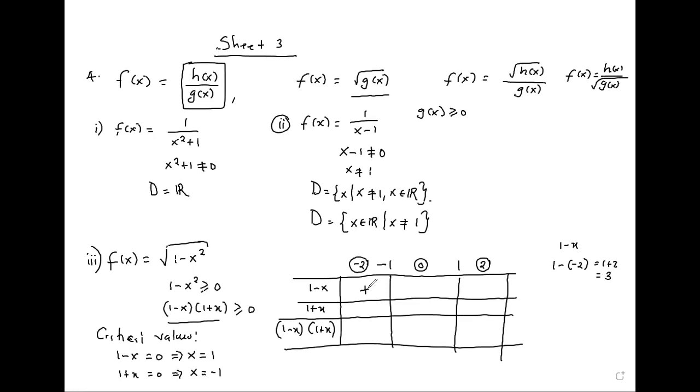In the same function, let's take 0. It will be 1 minus 0, which is 1. We have gotten positive again. In the same, 1 minus 2, we'll get -1. We've gotten negative. Then come to 1 plus x. Get 1 plus -2, which is -1. So I've got a negative here. We go to 0. 1 plus 0, which is 1, which is positive. 1 plus 2, positive. So we have positive there.